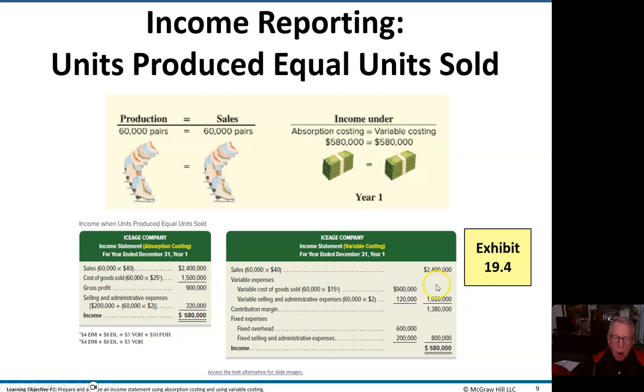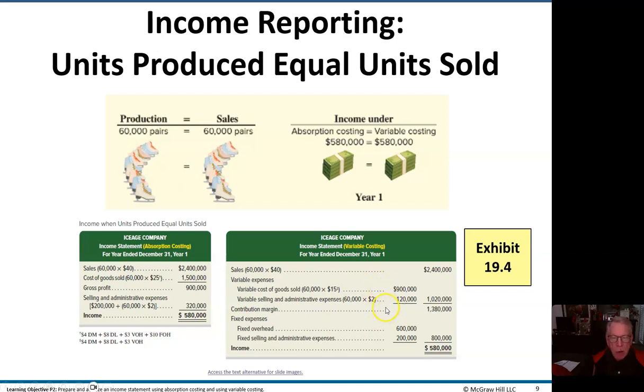Under a variable costing statement, we do this a little differently. The sales are the same at $2.4 million, but we break out variable costs, 60,000 units at $15, which is $900,000.